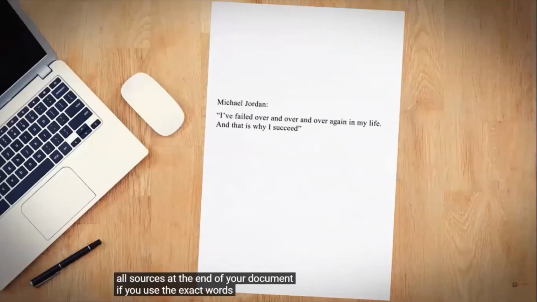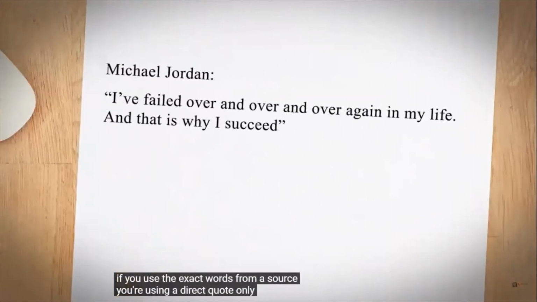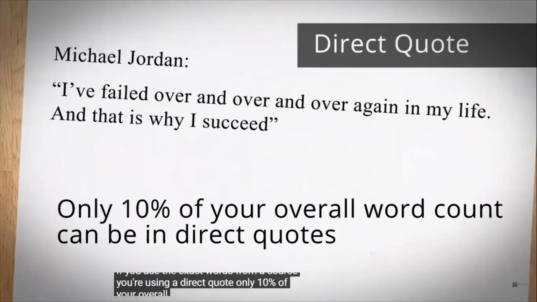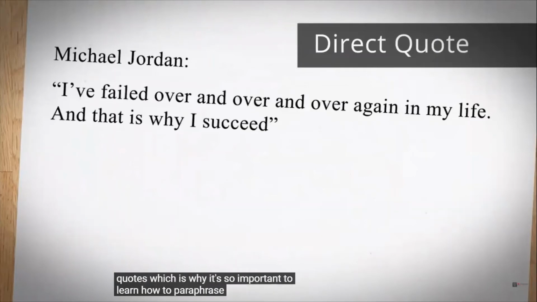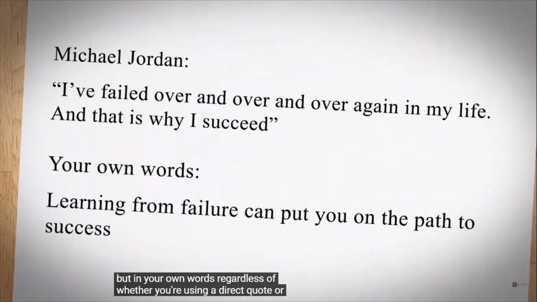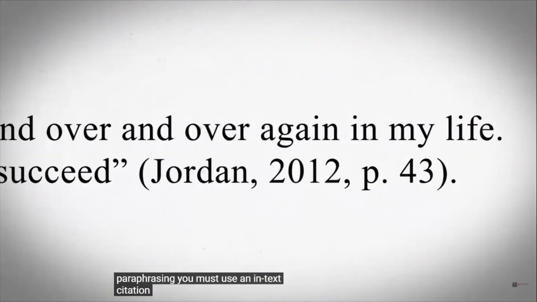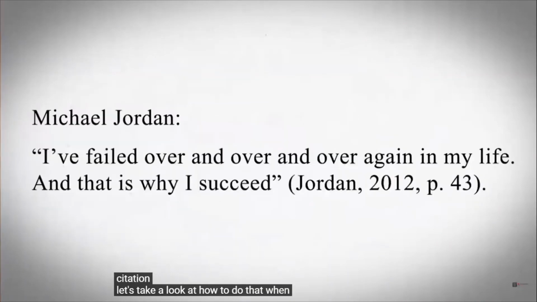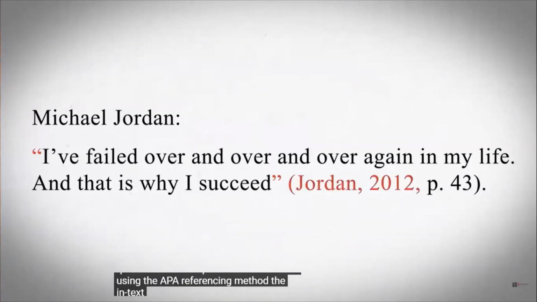If you use the exact words from a source, you're using a direct quote. Only 10% of your overall word count can be in direct quotes, which is why it's so important to learn how to paraphrase. Paraphrasing expresses the same meaning of the quote, but in your own words. Regardless of whether you're using a direct quote or paraphrasing, you must use an in-text citation. Let's take a look at how to do that. When referencing a direct quote, enclose the quote with double quotation marks. When using the APA referencing method, the in-text citation should be written immediately after the quote before the end punctuation mark.